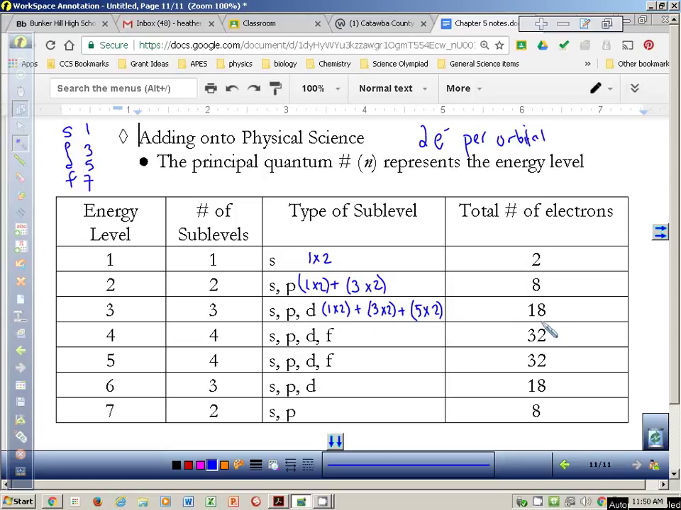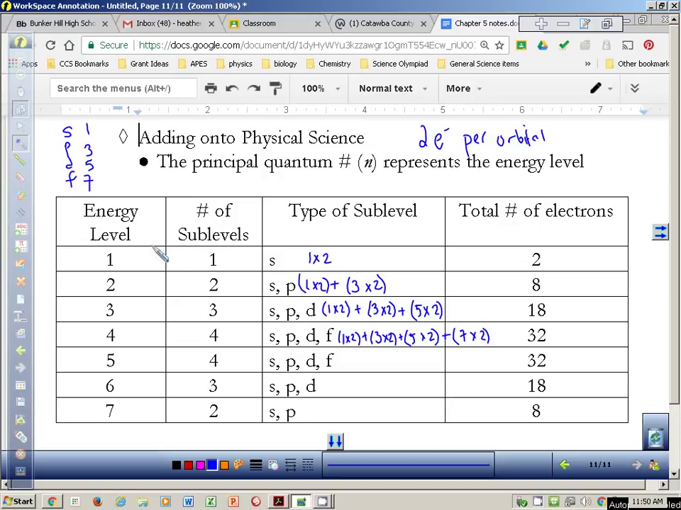You getting the idea here? Okay, I don't know that I have room to do all of the math on this one, but we'll find out. We've got 1 times 2 for the S. We've got 3 orbitals with 2 electrons each for the P. We've got 5 orbitals with 2 electrons each for the D. And we've got 7 more orbitals with 2 electrons each for the F. So that's 18 plus 14 is 32.